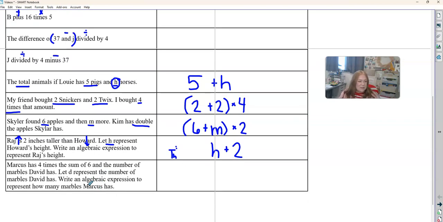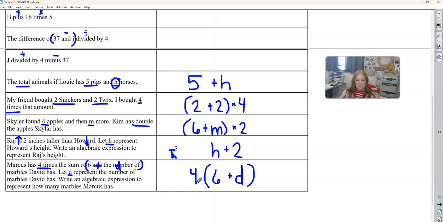Hey, and our last one here says Marcus has 4 times the sum of 6 and the number of marbles David has. So sum 6 and this number we need to add together, and D is going to represent the number of marbles David has. So D, whatever this is, and then we want to see how much Marcus has. So 6 and David, he has whatever David has, he has 6 more, and I have to do that first because it says find the sum of that, and then he has 4 times that.